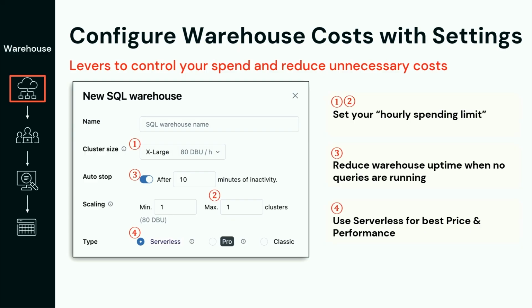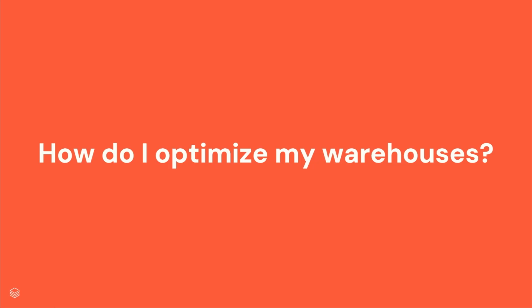I'm sure this is obvious, but the warehouse settings contain levers to control your spend. You can set your hourly spending limit with the t-shirt size and max cluster count. For example, if you're using an XL warehouse with 2 max clusters, 2 times 80, 160 DBUs per hour will be the max spend limit for your warehouse. You can also use auto stop to reduce warehouse uptime when there are no queries running. And lastly, we have serverless, which is our SKU of recommendation for both best price and performance.